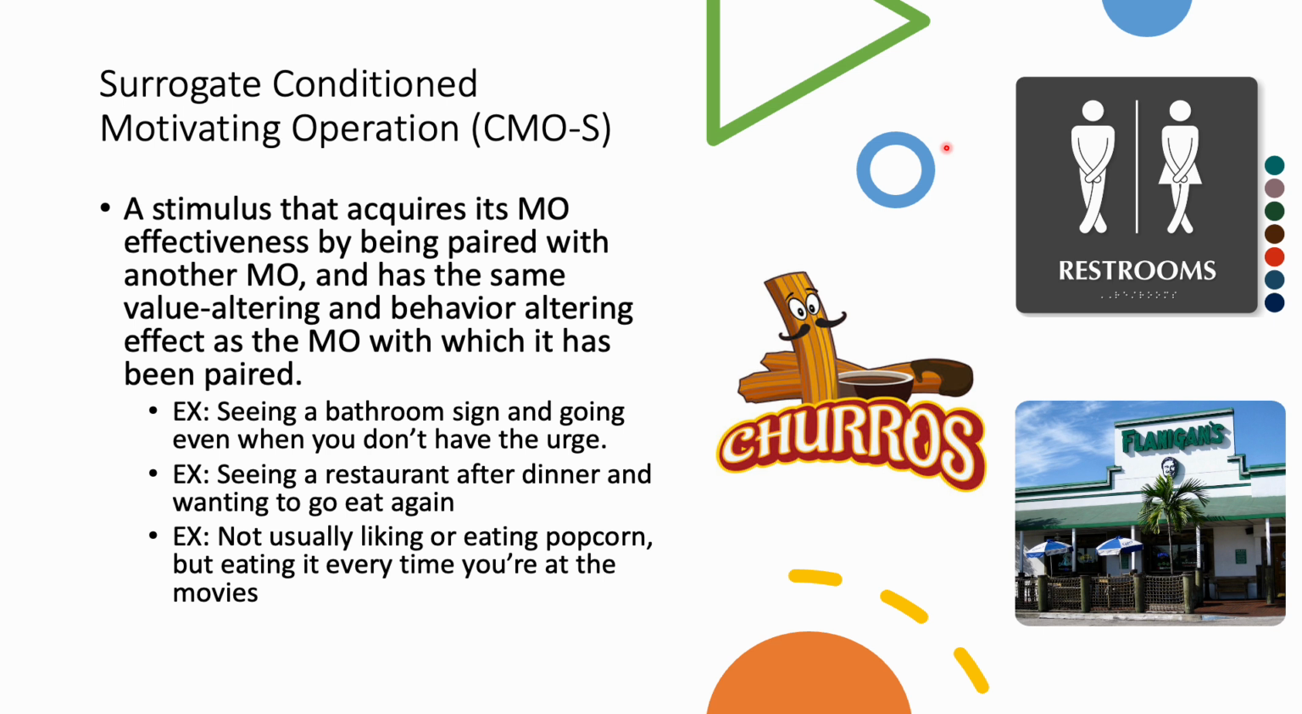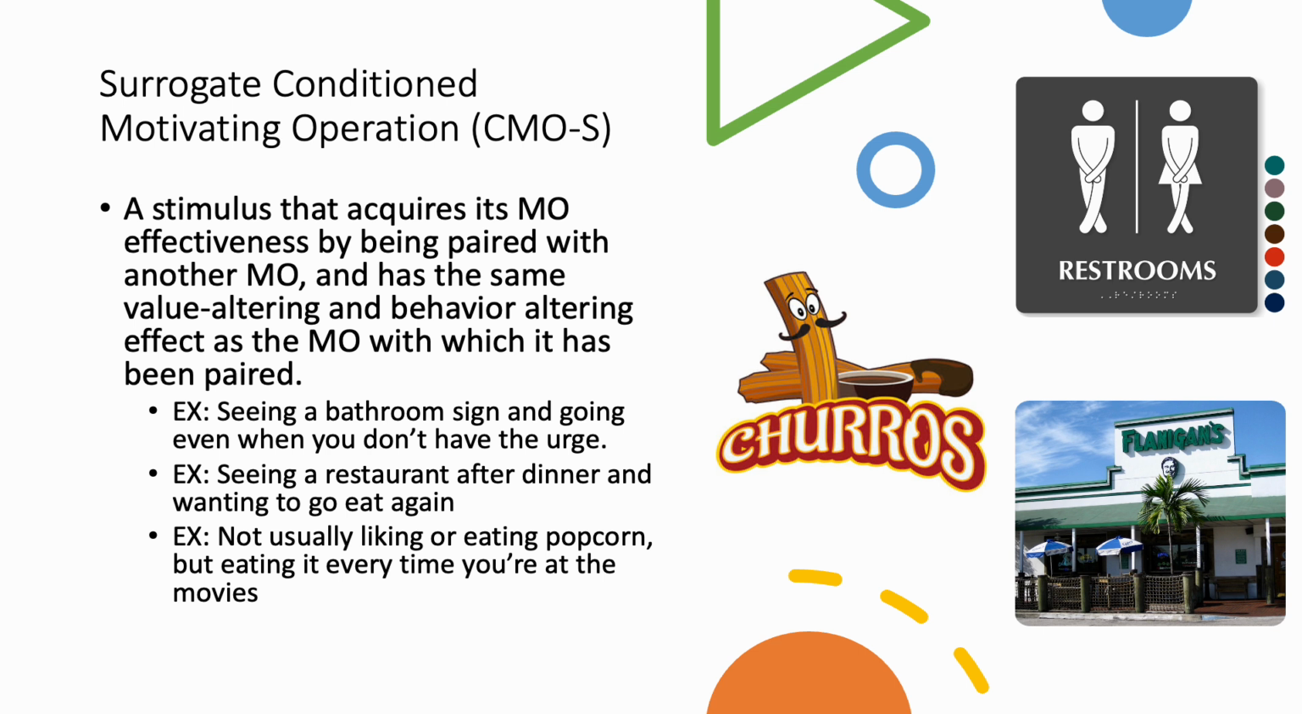And this really occurs because in the past, the sight of that restaurant has been paired with you going inside, getting food, and satiating that need for food, right? So that sight of the restaurant, that stimulus, has been paired with the UMO. And then what happens is over time, just the sight of the restaurant alone gains that motivating operation effectiveness. Okay, acquires that effectiveness. And so now that particular stimulus of seeing the restaurant alone is a CMOS. And so you're going to engage in the behavior of going and eating, although you are not necessarily deprived of food.